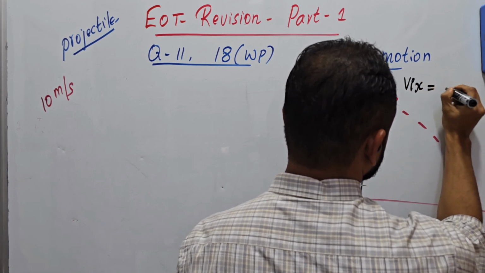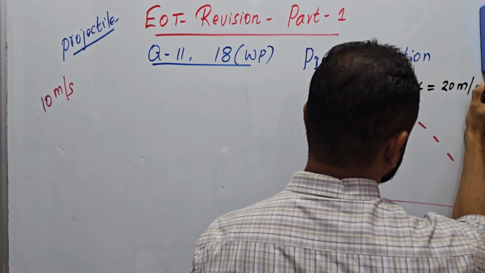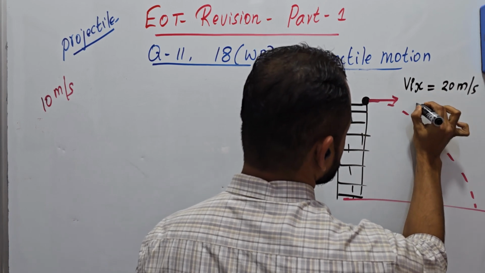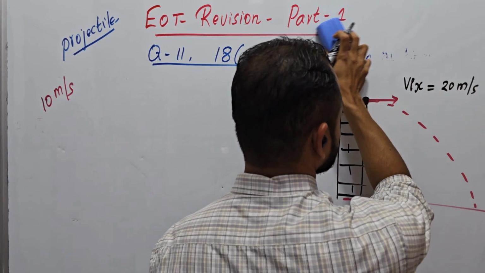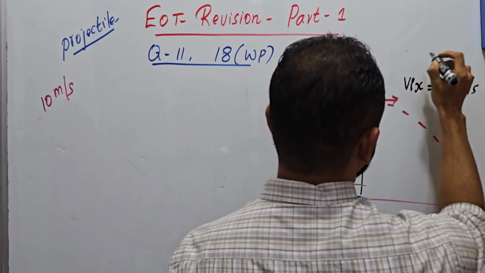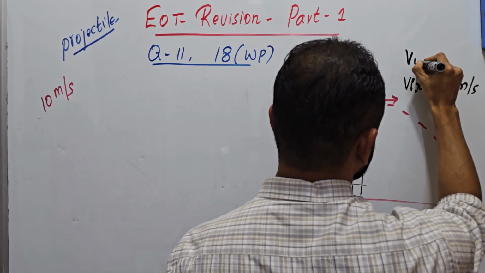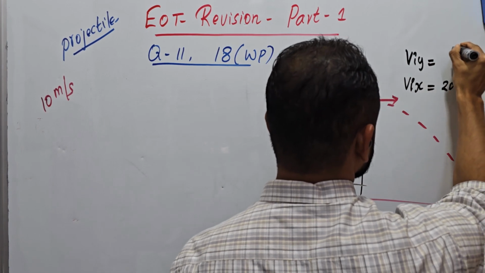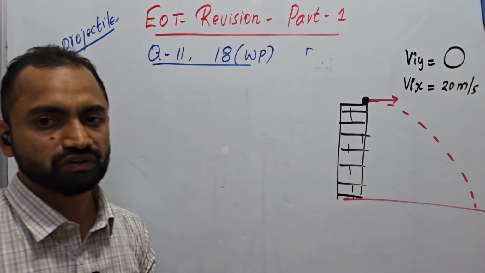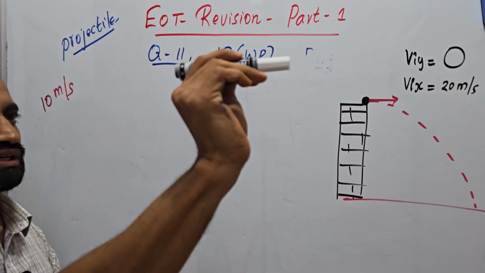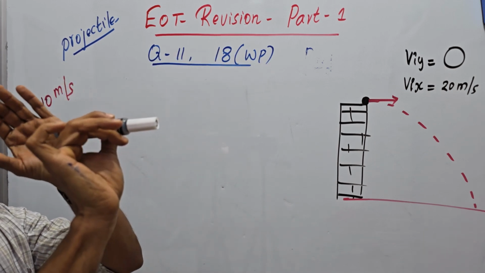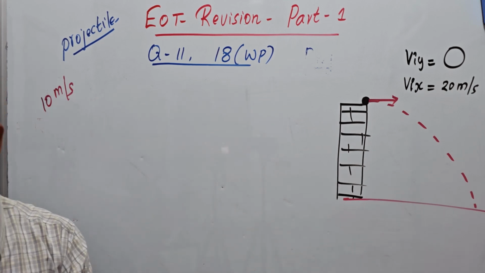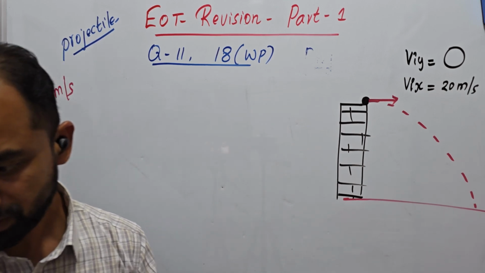Along the x direction, that is 20 meter per second. What is Vi along the y direction? Initial velocity along the y direction will be equal to what? Very good, 0. Because if you throw an object in the horizontal direction, it has velocity only along the horizontal direction, and the initial velocity along the vertical direction is 0.